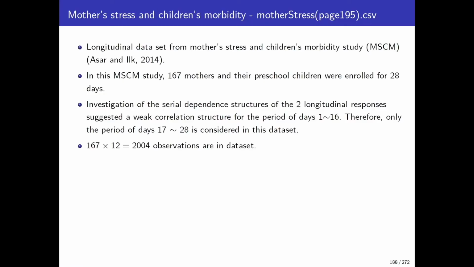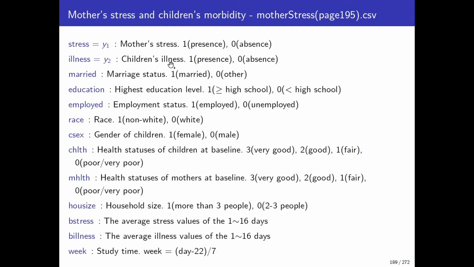This data is a longitudinal dataset from the Mothers' Stress and Children's Morbidity study, or MSCM. Therefore, we have two Y's: Y1 for stress and Y2 for illness. We have variables: marriage status, high educational level, employment status, race, gender of the children, health status of the children at the baseline, health status of the mothers at the baseline, household size, the average stress values, and the average illness values, and the study time.